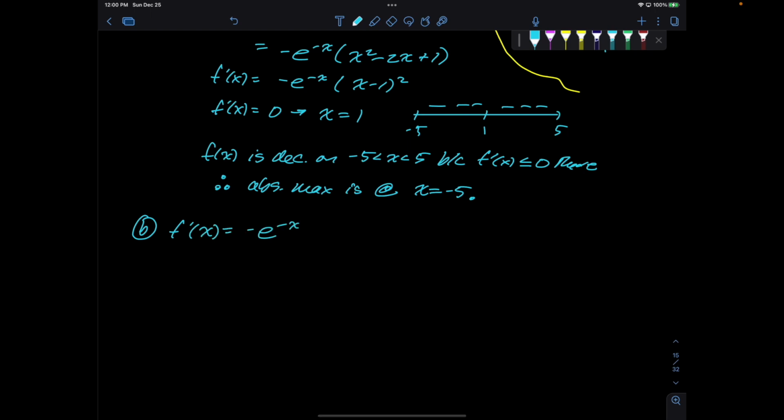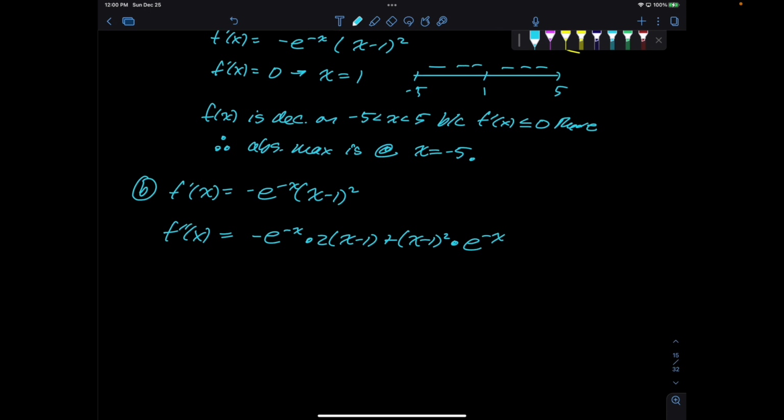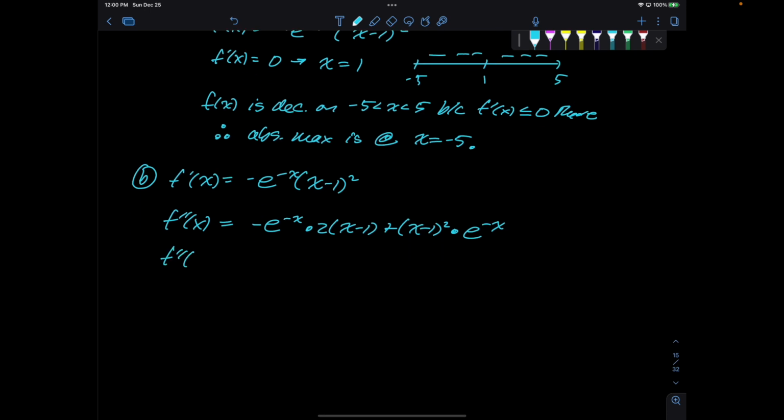Negative e to the negative x times x minus 1 squared. All right, f double prime. First, derivative of the second, 2 times x minus 1, plus second, derivative of the first. So the negative goes away because of the chain rule. We really have negative e to the negative x times -1. We're going to take out... So sometimes I just do equals and sometimes I write f double prime again. I don't think it really matters, but I am not consistent with it.